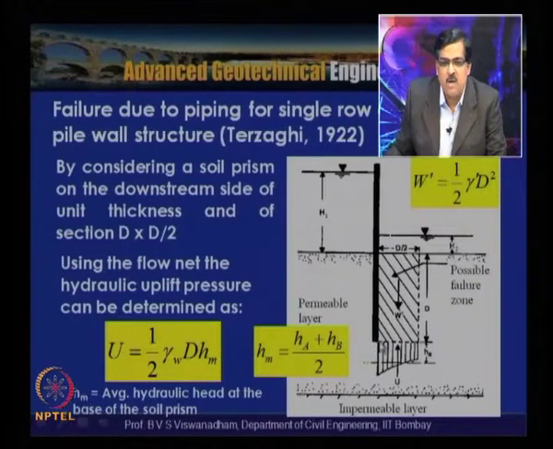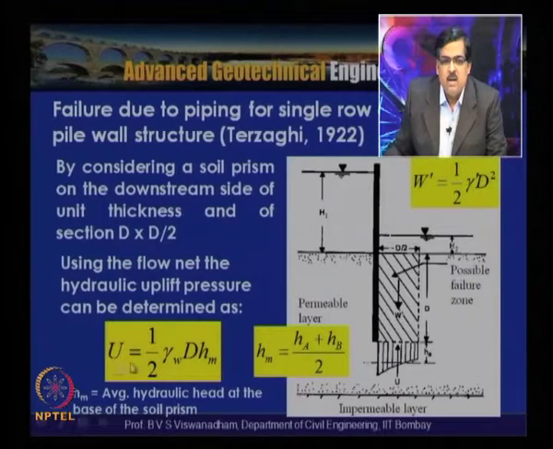Suppose you have one equipotential line here, one here, and one here, you get H1, H2, H3. The average of those heads will give the average head. For example, here HA and HB are taken as HM is equal to HA plus HB by 2.